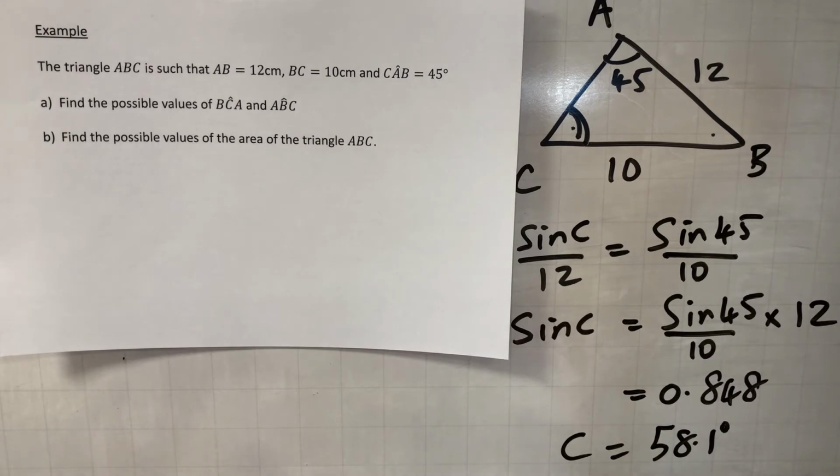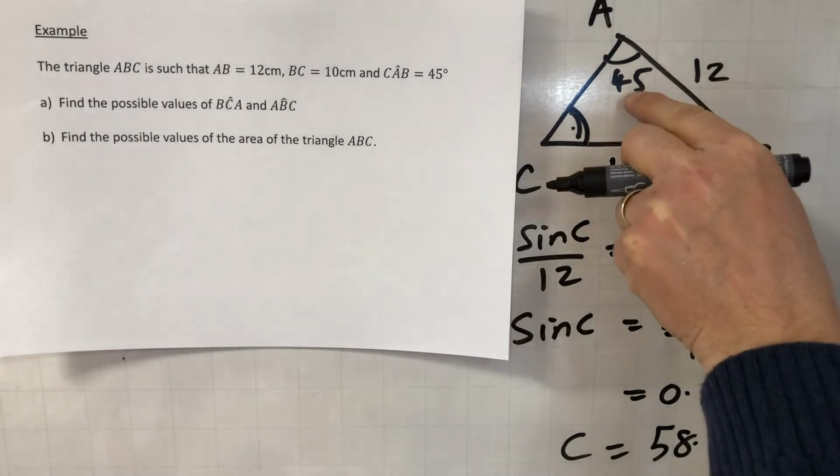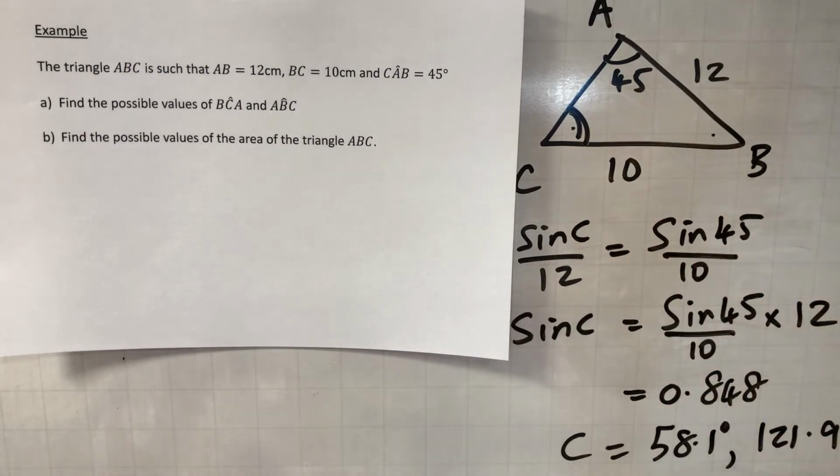From that, I'll be able to work out what B could be. However, there is another possibility. Because if I do 180 degrees, take that 58.1, I get 121.9, which is also acceptable. Why? Because the 121.9 added to the 45 is still below the 180 for angles in a triangle.